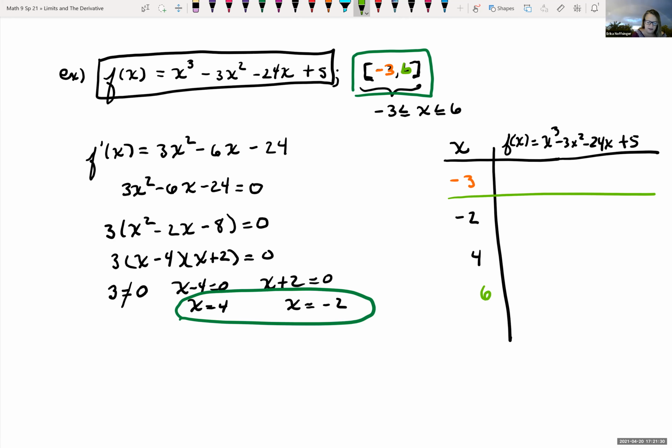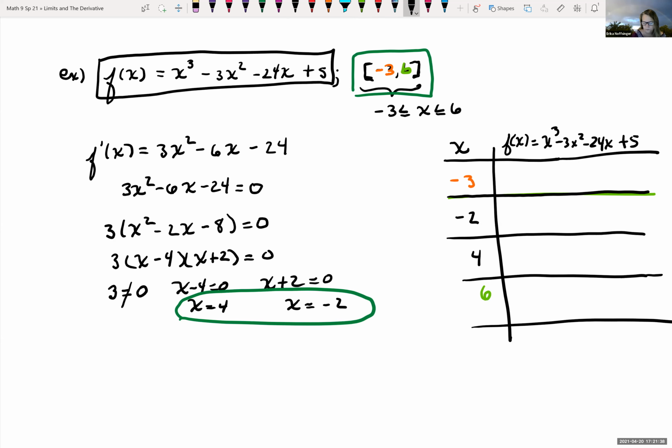So we want to go in. This time, we need to figure out what the exact value is to see. So this is where technology could be very helpful. And let's just pull it up to save some time.